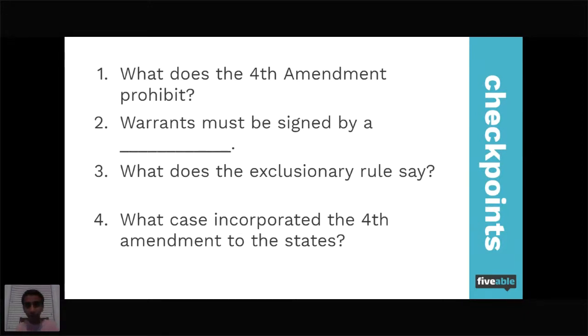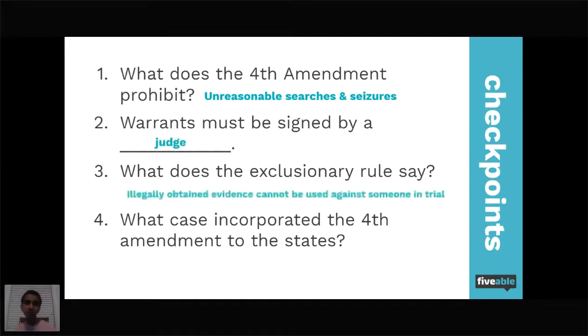What does the 4th Amendment prohibit? It prohibits unreasonable searches and seizures. Evidence obtained by the police, for example, without probable cause or without a warrant, cannot be used in court. And the case Mapp versus Ohio in 1961 incorporated the 4th Amendment to the states. So if you want to make note of these, please make note of these, pause the video, and we will get going to the 5th Amendment.